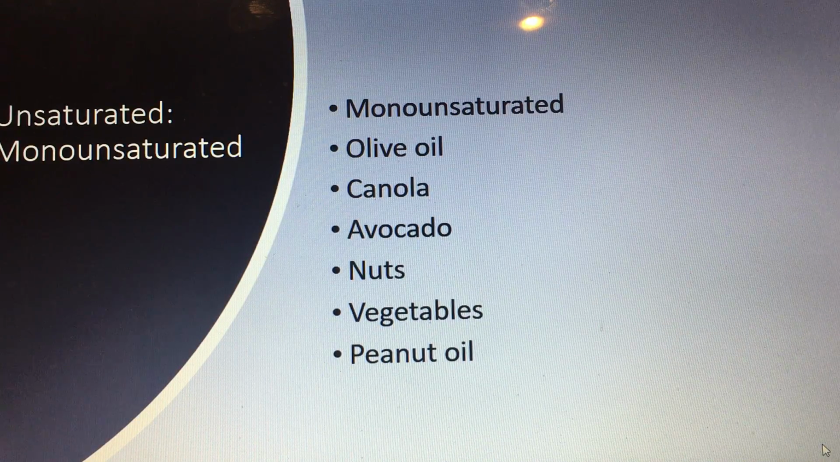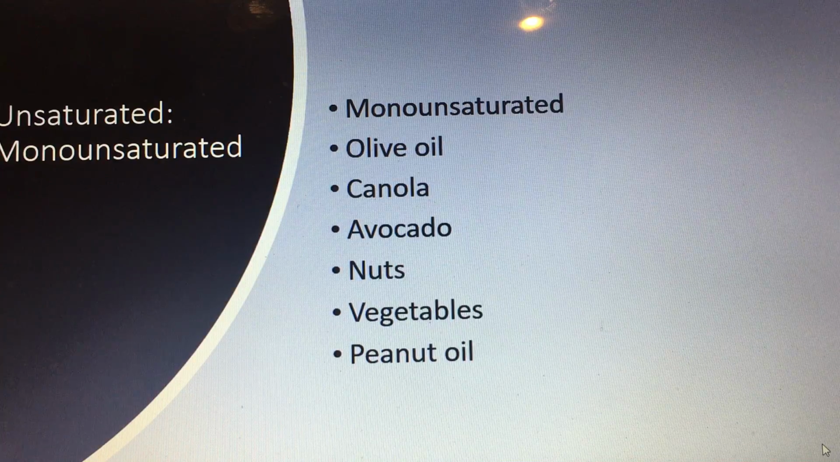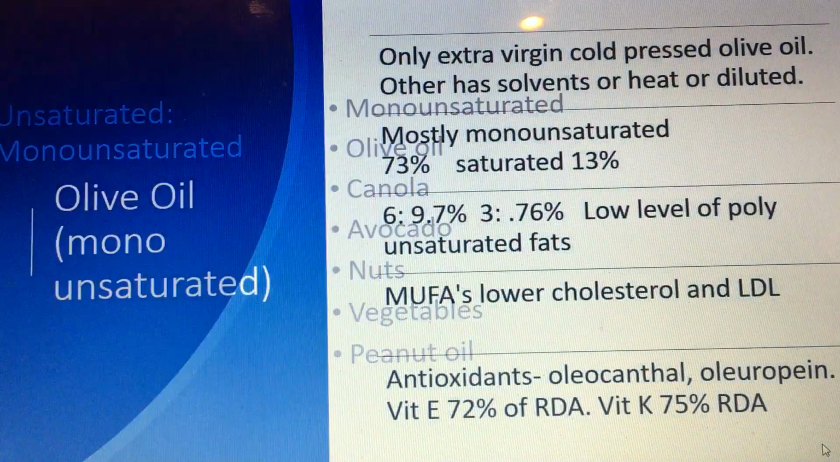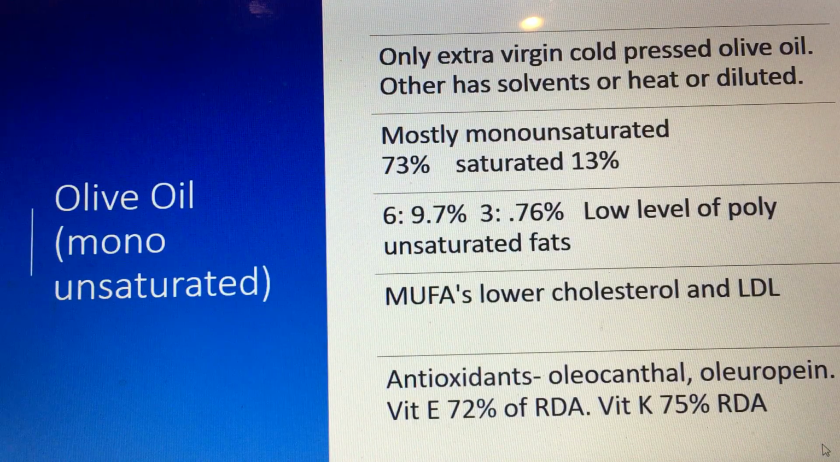And you don't want it to be heated in the process of making it. So they say cold pressed, and you want it squeezed, not heated, with no solvents. So virgin olive oil, and you want it cold pressed. I've got it here. Extra virgin olive oil, cold pressed. No other solvents or heat or diluted with anything.